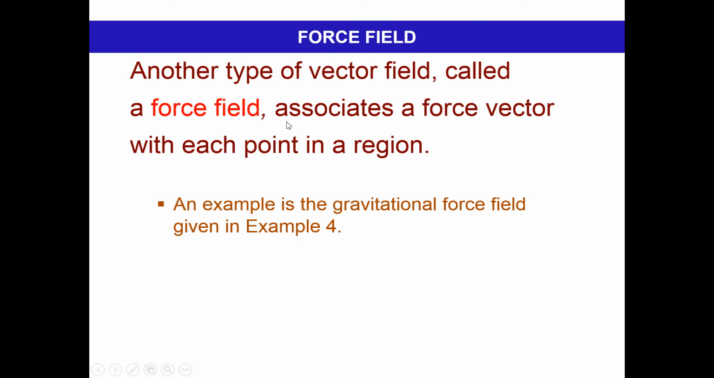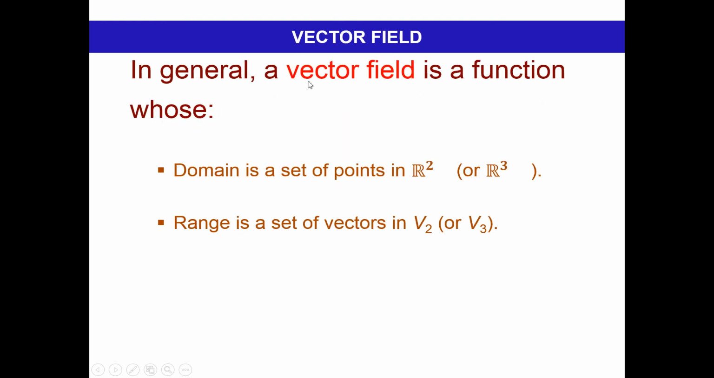Now there is a definition of a force field. Another type of vector field is called a force field, and this associates a force vector with each point in the region. An example is the gravitational force field given in example number 4 in the book. Now, in general, a vector field is a function.